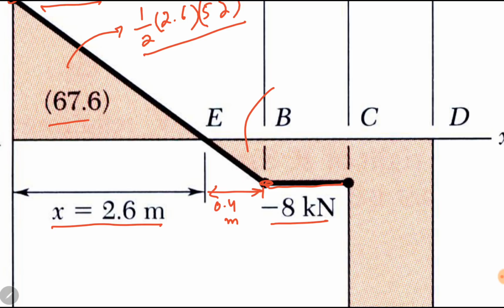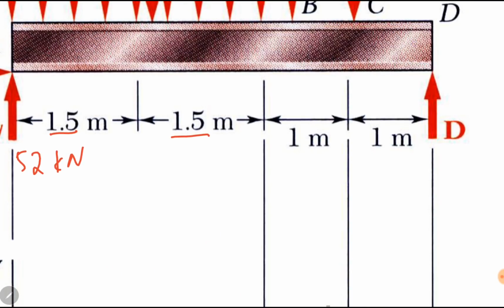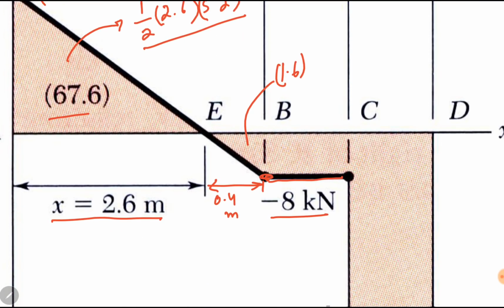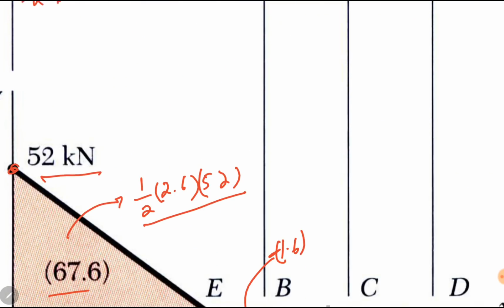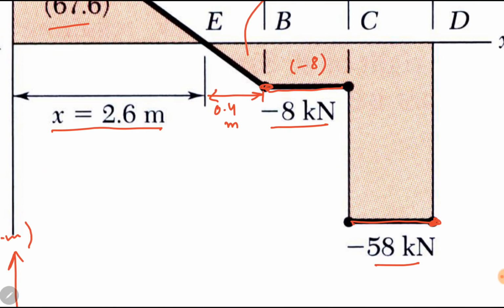So we can also find this area. This will be 1 over 2 into 0.4 into 8. It becomes 1.6. Okay, this rectangle has a length of 1 meter and height of minus 8. This is also minus 8. And this rectangle has a length of 1 meter and a height of 58, so it becomes minus 58.